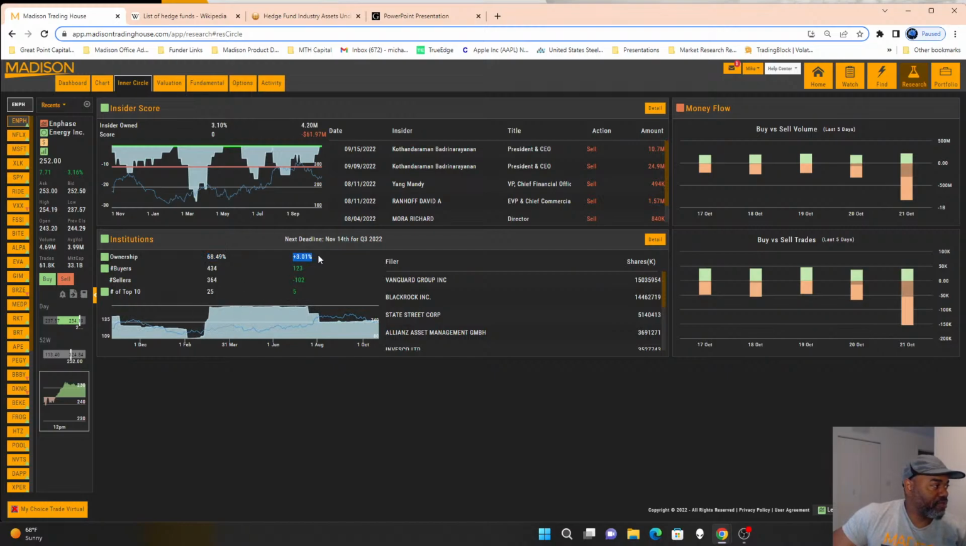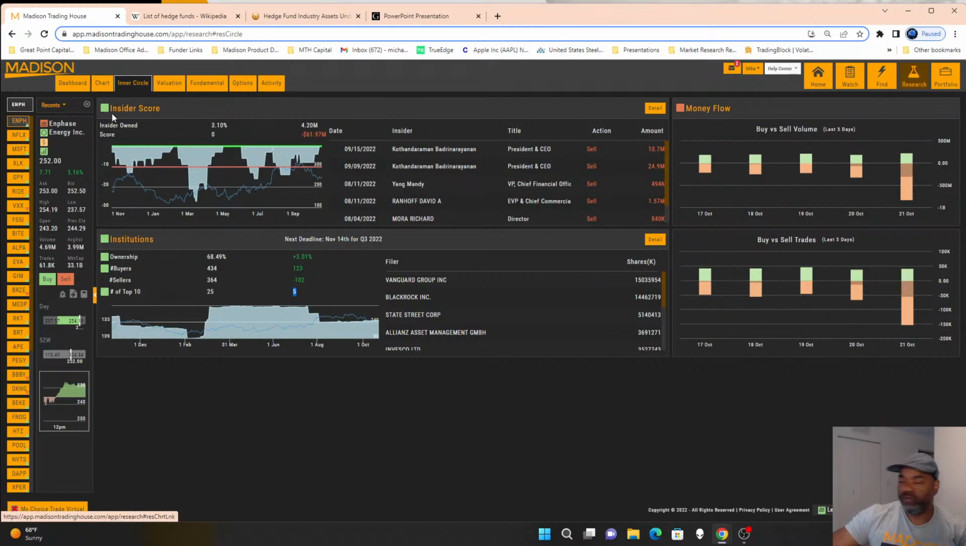We have an increase of 3% in institutional holdings of this company. We have 123 more buyers, 102 fewer sellers, and 5 more top 10s for this stock. It's in demand. So the way I found this is I actually did a screening for stocks that had a certain profile in terms of changes in their holdings, in their ownership. Now, the way I found it was like this, and I'm going to show you in the next part.